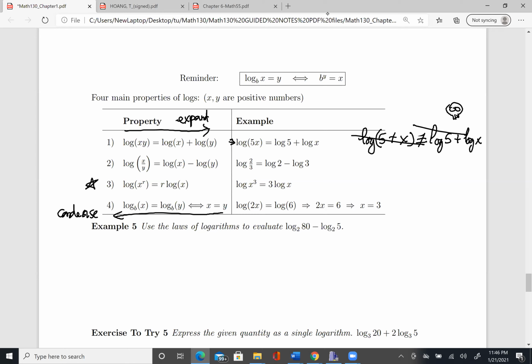Similarly, here the base for this one is like 10, right? Then they have the same base, and that means 2x equals 6. And then you can solve for it to get x equal to 3. Okay.